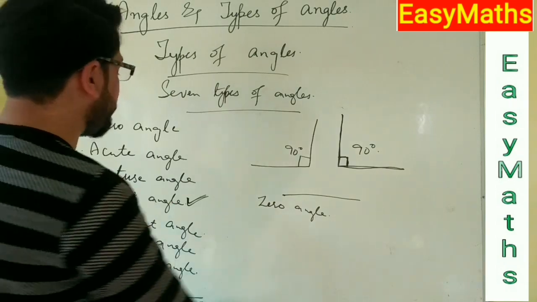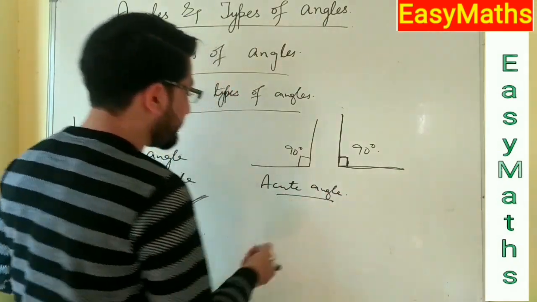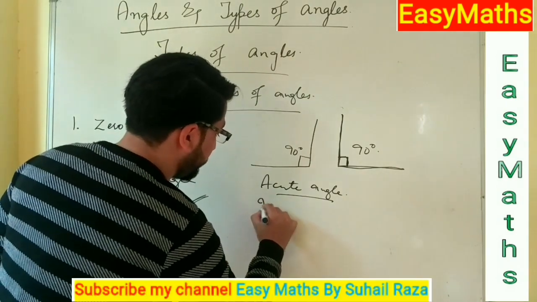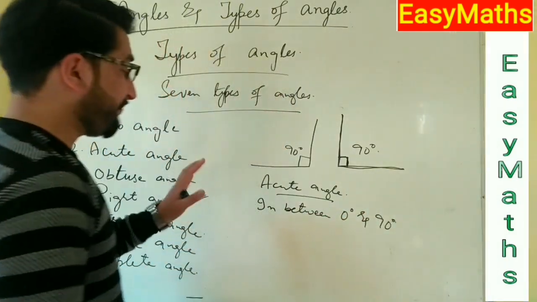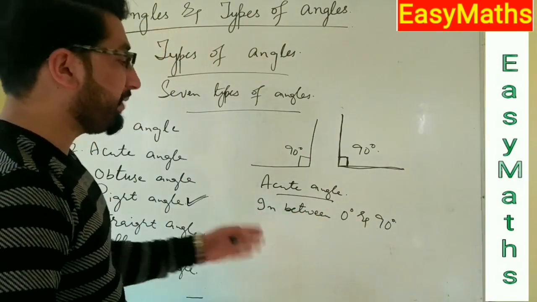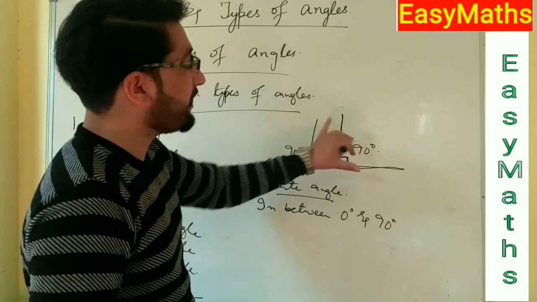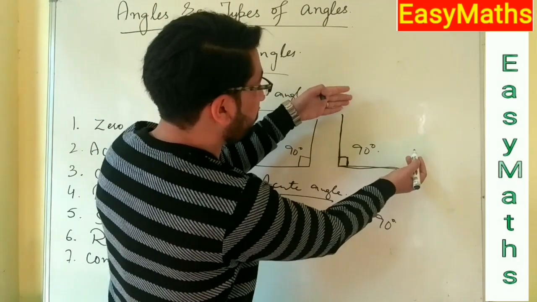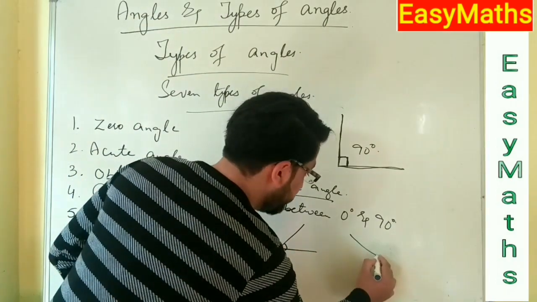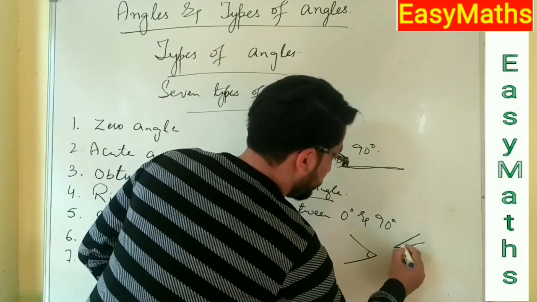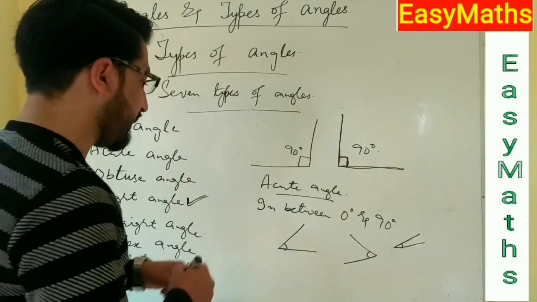After the zero angle, there is another angle, the acute angle. What is an acute angle? An angle which is between 0 degrees and 90 degrees, that means greater than 0 but less than 90 degrees. Here this angle is 90 degrees, but an angle which is lesser than this angle is an acute angle. Suppose this angle is acute, this angle is acute, this angle is acute. An angle which is more than 0 degrees but less than 90 degrees is an acute angle.